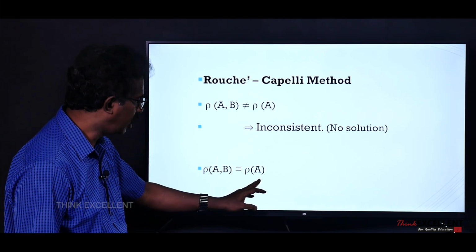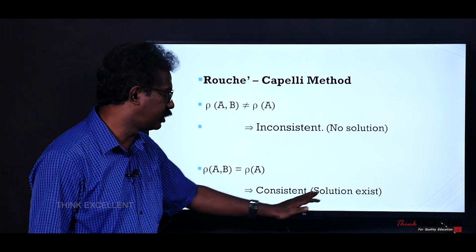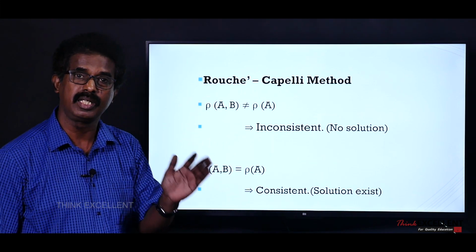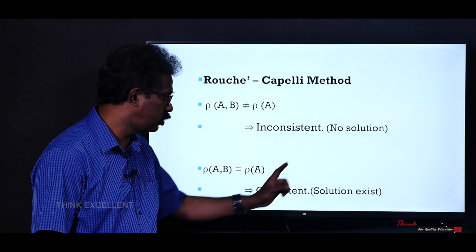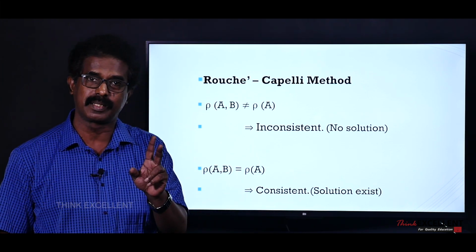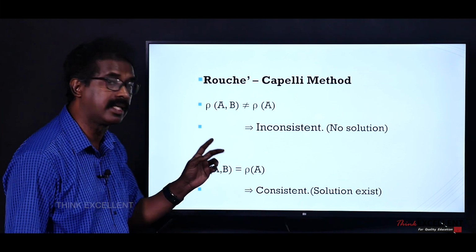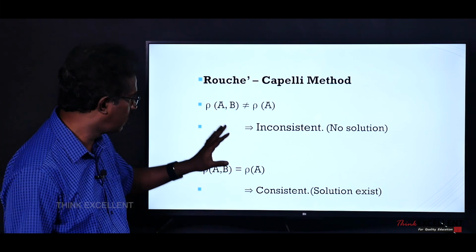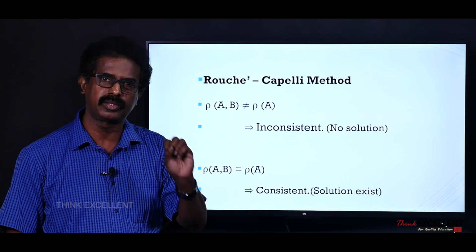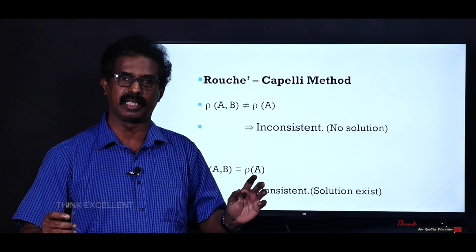In all the cases, we say it is consistent, a solution exists. But in consistent, I said there are two cases: unique solution or infinitely many solutions. So up to this, hope you understood. Just try to understand step by step. Once you understood the concepts, you can do the sums very easily.